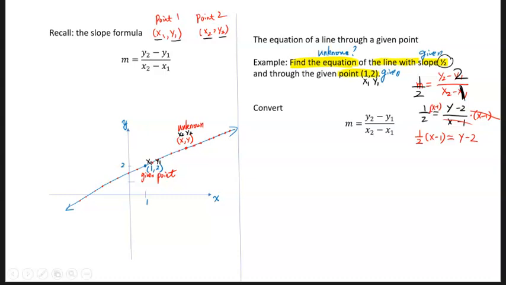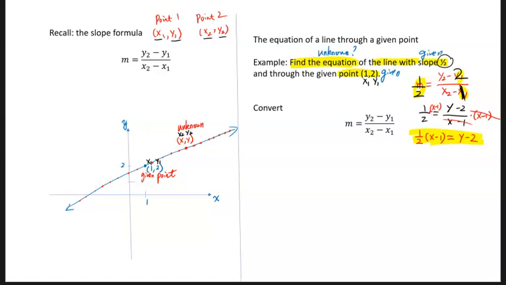So I'm going to do that on the next page. Right now, I am just going to stop here at this equation. What I did is plug in those numbers. For example, the slope is 1/2, and one of the points x1, y1 is (1, 2). So I plugged them in there.